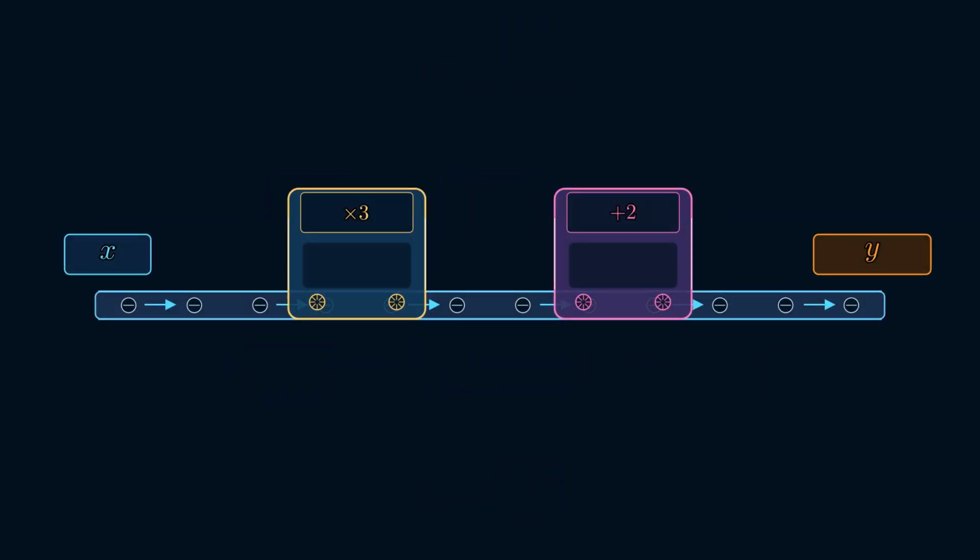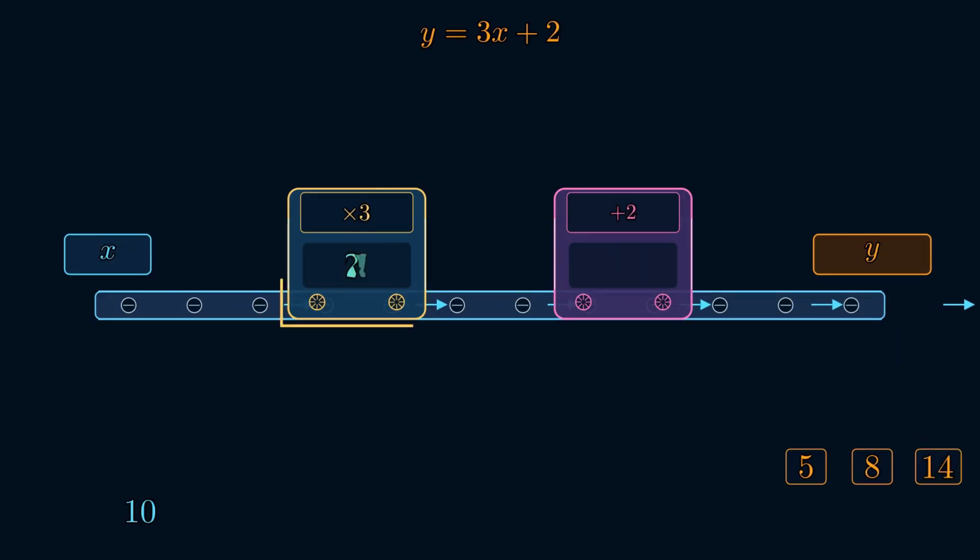Now bring the whole idea together. Use the first rule again. Multiply by 3, then add 2. So y equals 3x plus 2. Several inputs can pass through the same rule. 1 becomes 5, 2 becomes 8, 4 becomes 14, 7 becomes 23, 10 becomes 32. Each input has one matching output.